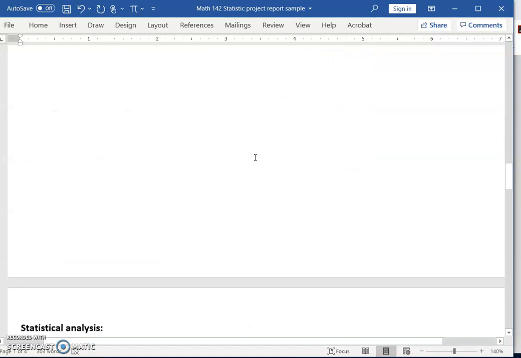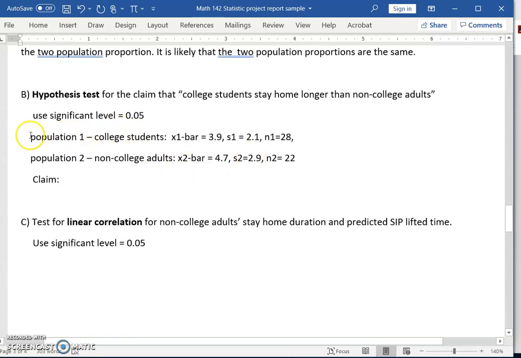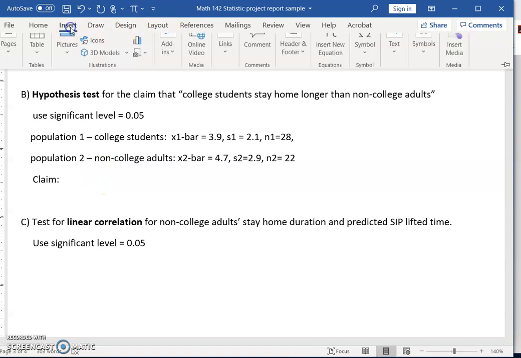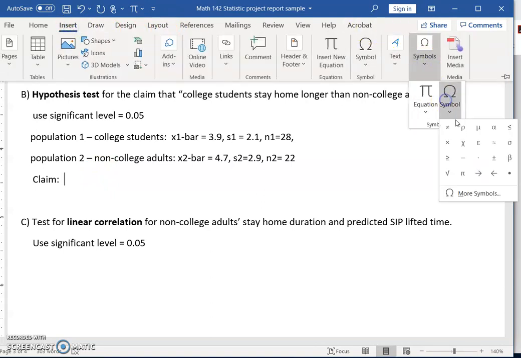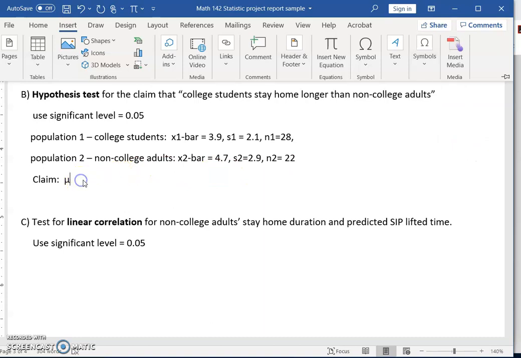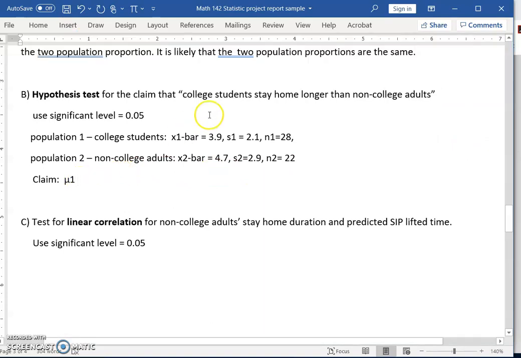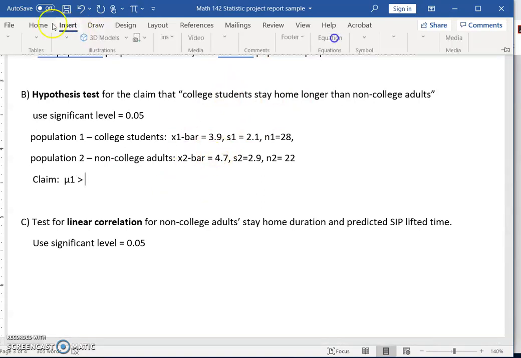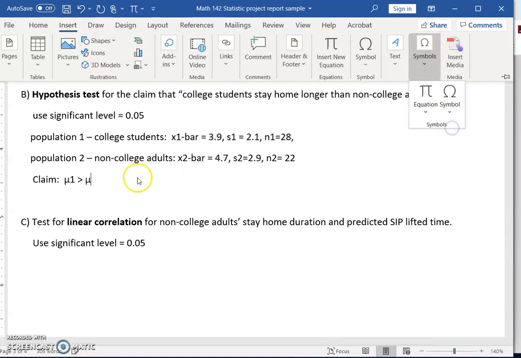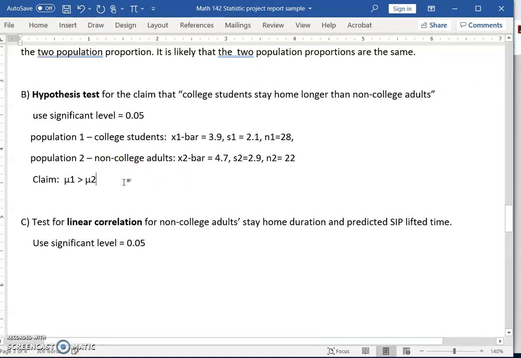So we'll just gather them here. Population 1 is college students: x1 bar, s1, and n1; x2 bar, s2, and n2. Just put them there. And then we have to translate the claim into symbolic form. This is about measurement, so we use the mean. Mu1 is, what would you say, college students stay home longer, so we would say greater than mu2, right? That's the claim.